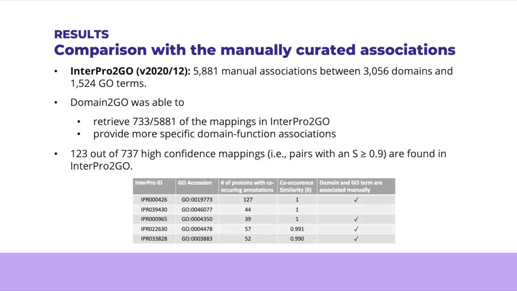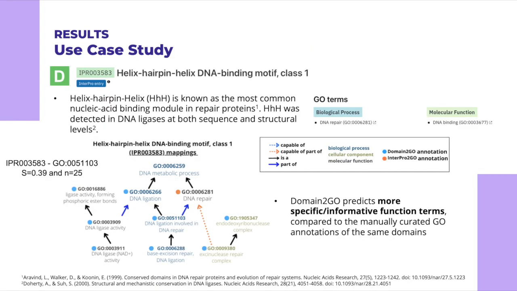Here we can see that randomly selected pairs with high S-score are commonly present in the manually curated InterPro2GO mappings. To assess the biological significance of our findings, we examined 3 specific domain-to-GO mappings. Let's focus on one of these mappings: the association between the domain helix-hairpin-helix DNA binding and the gene ontology biological process term DNA ligation involved in DNA repair.